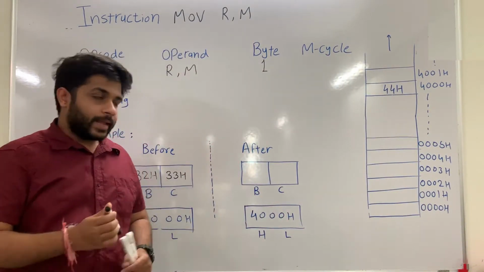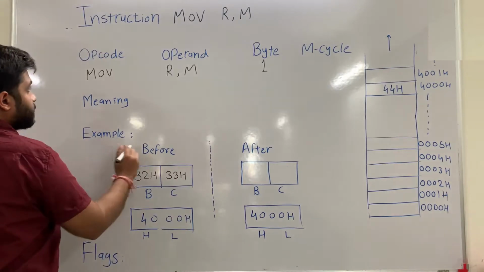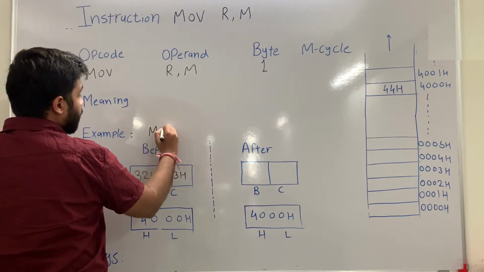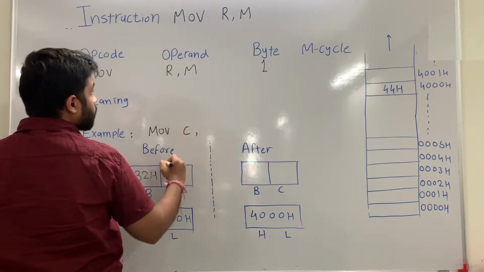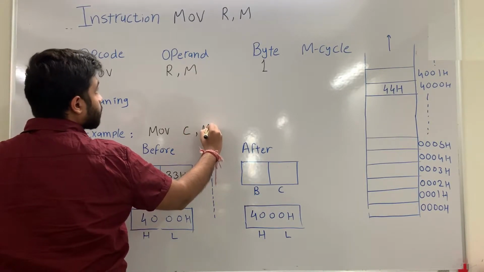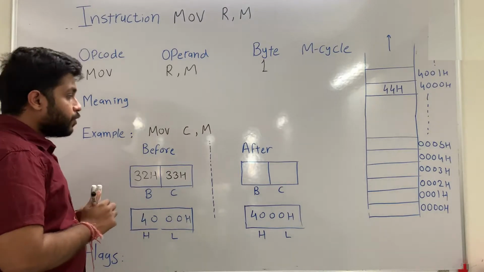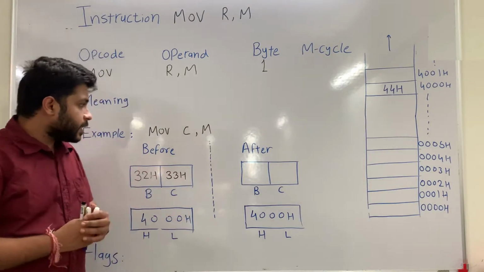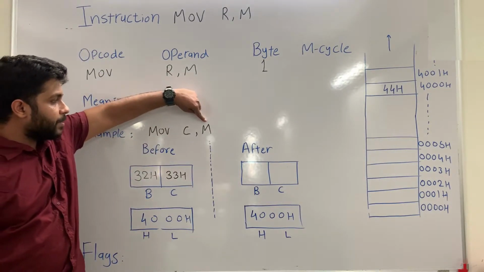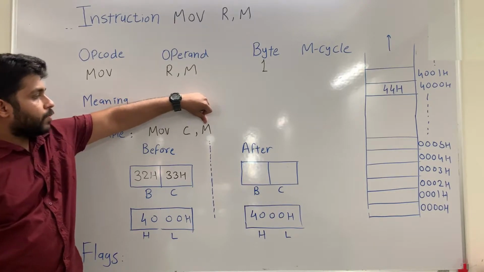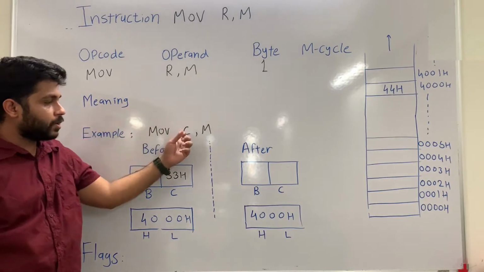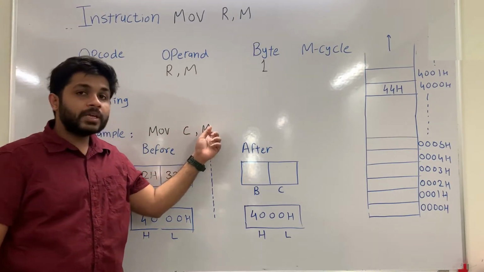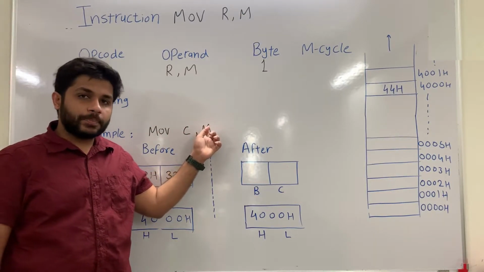Now let's see one example. Example is MOV C, M. Now you know what is the meaning of MOV C, M. It means that data will be moved from the memory to the register C. But which memory? The memory location specified in the HL pair.